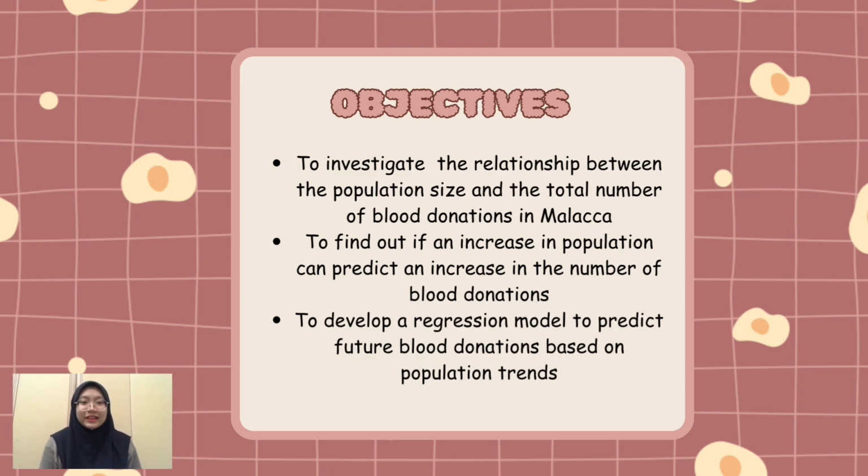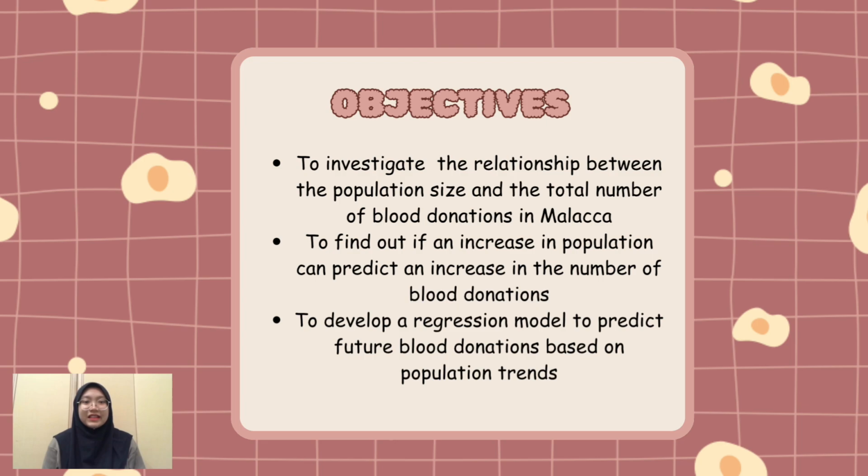The second objective is to determine whether an increase in population can predict an increase in blood donations. Here, we aim to understand whether population growth leads to a higher number of blood donations or if other factors may play a more important role. We will be using a scatter plot graph to check consistent patterns to show the strength, strong or weak, the trend, positive or negative, and the shape, linear or non-linear.